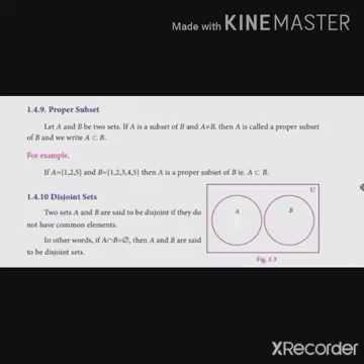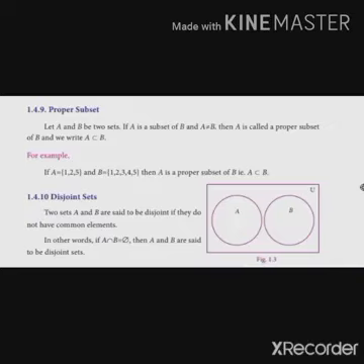A and B are two sets. Then if A is a subset of B and A is not equal to B, then A is called a proper subset of B. We write A is the proper subset of B.